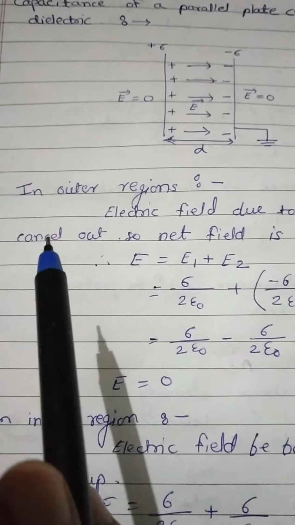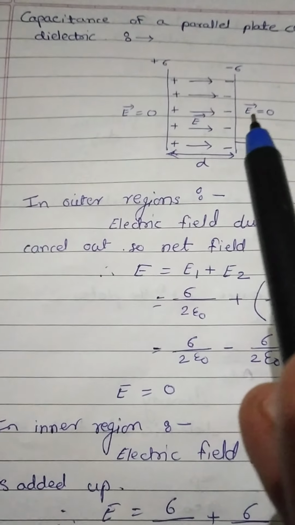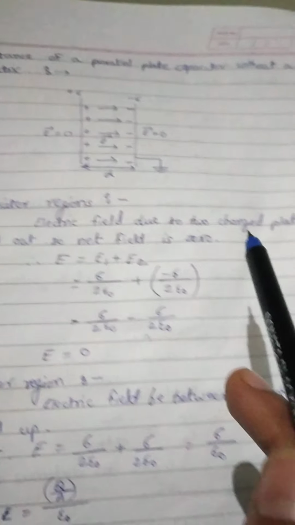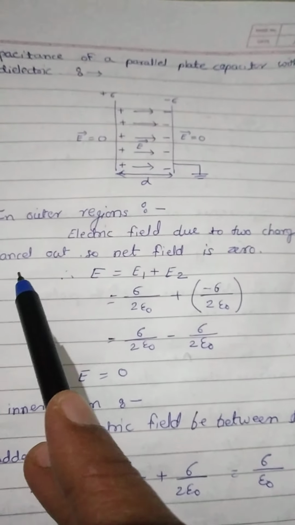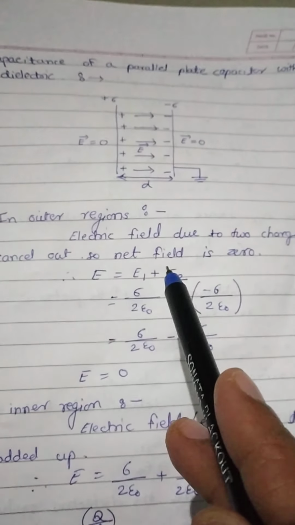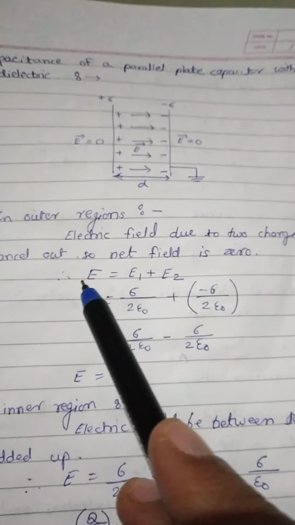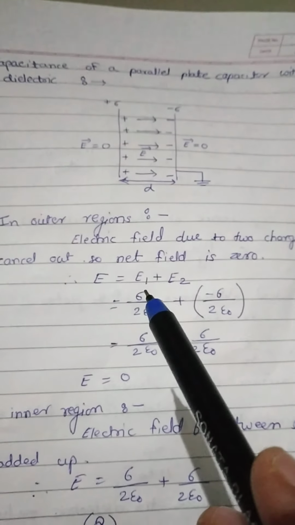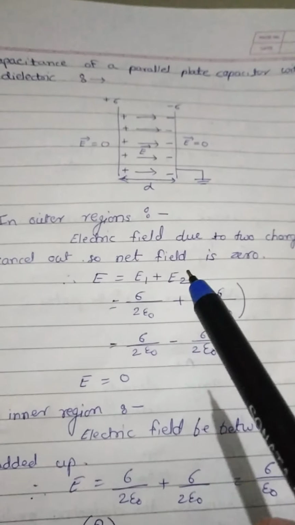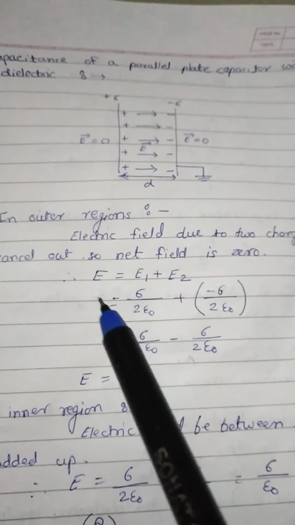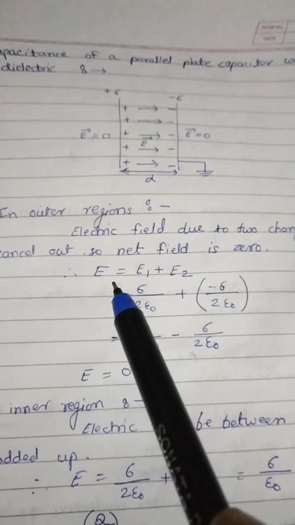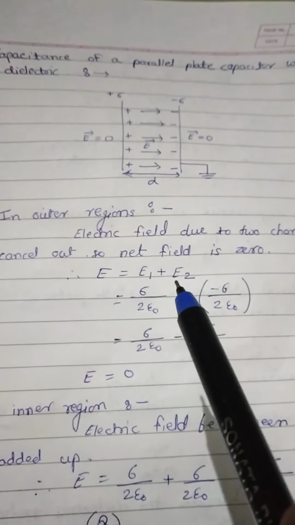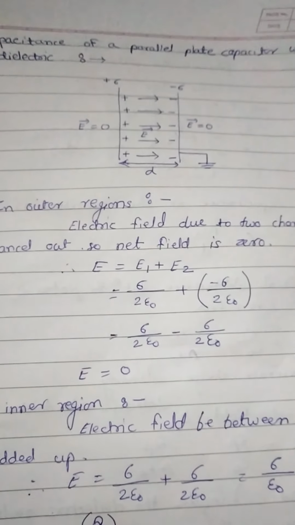First, let us find the electric field in the outer region. The electric fields due to the two charged plates cancel out, so the net field is 0. Mathematically we prove this: E is equal to E1 plus E2, where E1 is the electric field of the first plate and E2 is the electric field of the second plate, and E is the net field.